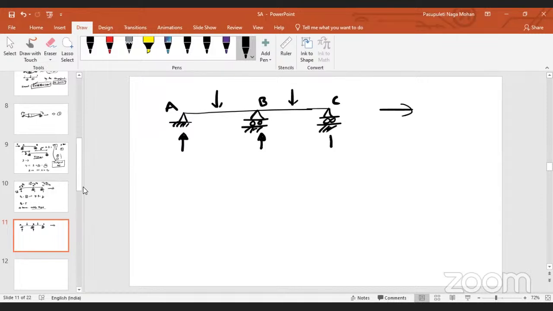And B here? One, sir. C, one, sir. Total how many reactions? Three, sir. How many equilibrium equations? Three. Two.